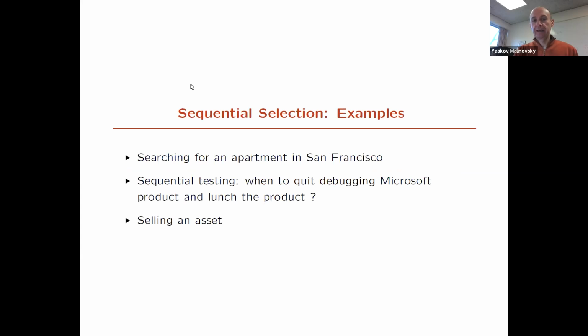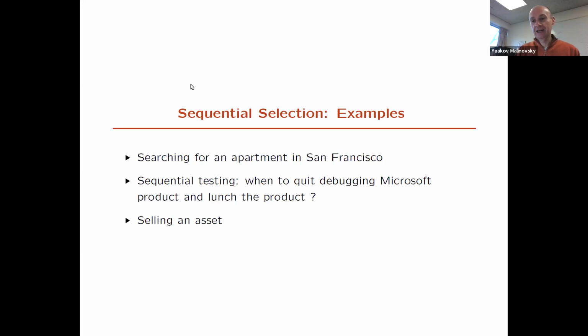As an example of sequential selection, we observe the observations sequentially, and it's irrevocable in the sense that we need to decide to stop or continue to observe. When we stop, we observe the reward at the stopping time. An example is searching for an apartment in San Francisco. It's a very tough market, and more or less you need to decide immediately to take it or not. If you don't take it, it's more or less gone.